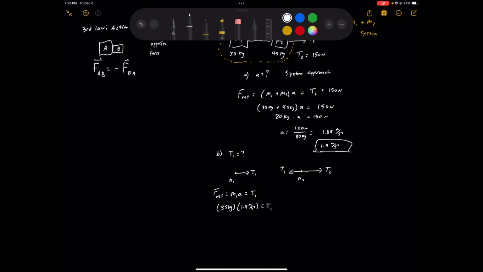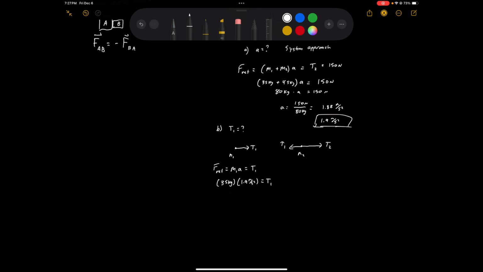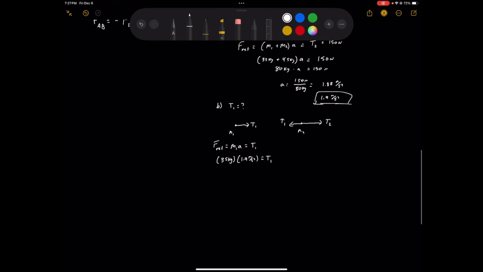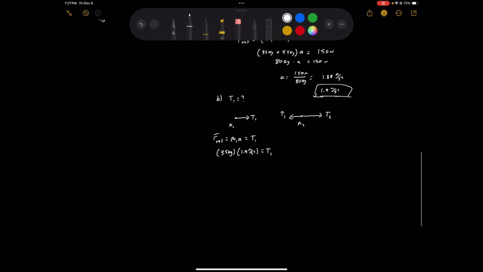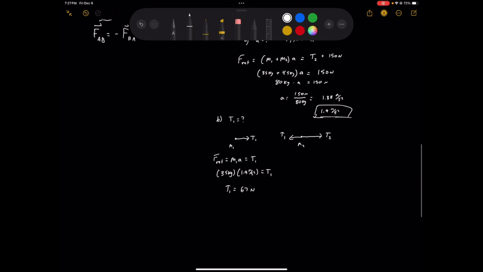Let's just do the math real quick. So 1.9 times 35, let's see, 1.87 times 35. Let's say 66, right? Well, if we use this value, technically it rounds up to 67, right? So let's just say 67. Or if we're going to use the sig fig rules, we end up with 67 newtons. All right, so that's T1.